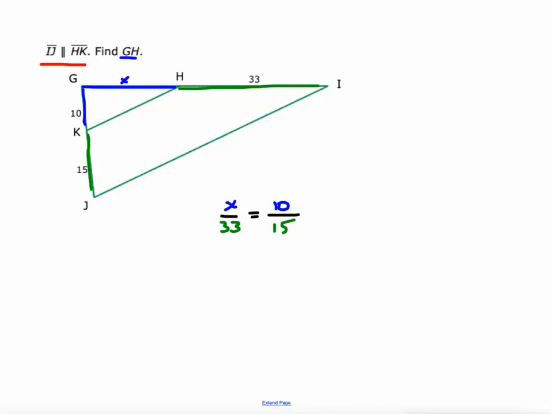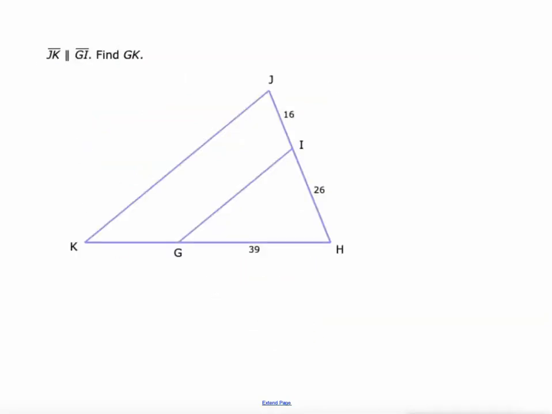How about, I guess, we'll do cross products, where we'll do X times 15 equals 33 times 10. Those are cross products. That's probably going to be the easiest way to look at this. Well, there's some mental math you could do, but so 15 times x is 15x, 33 times 10 is 330, and then if we just divide both sides by 15, we'll get 22. So GH is 22. All right. Let's move on and see this done again.